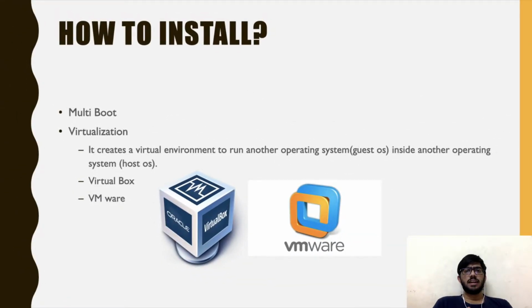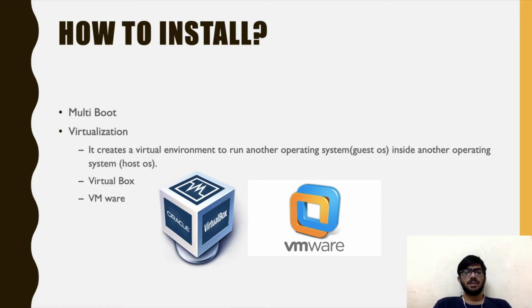So how to install Kali Linux? There are mainly two ways. One is multi-boot, the second one is virtualization. In multi-boot, you install multiple operating systems on a single computer, and when you turn on your PC, it will ask you which operating system you want to go on. So you can install Kali Linux like that, or there is a second option, virtualization. It creates a virtual environment to run another operating system, a guest OS, inside another operating system.